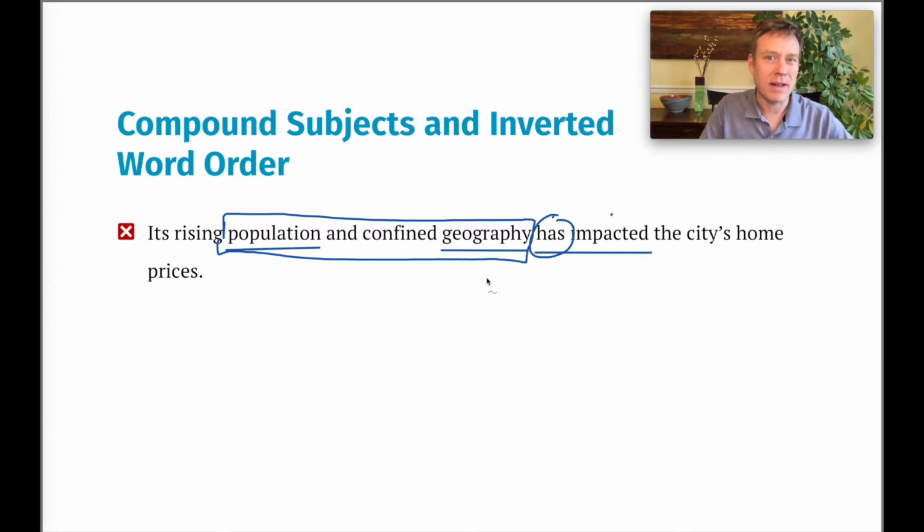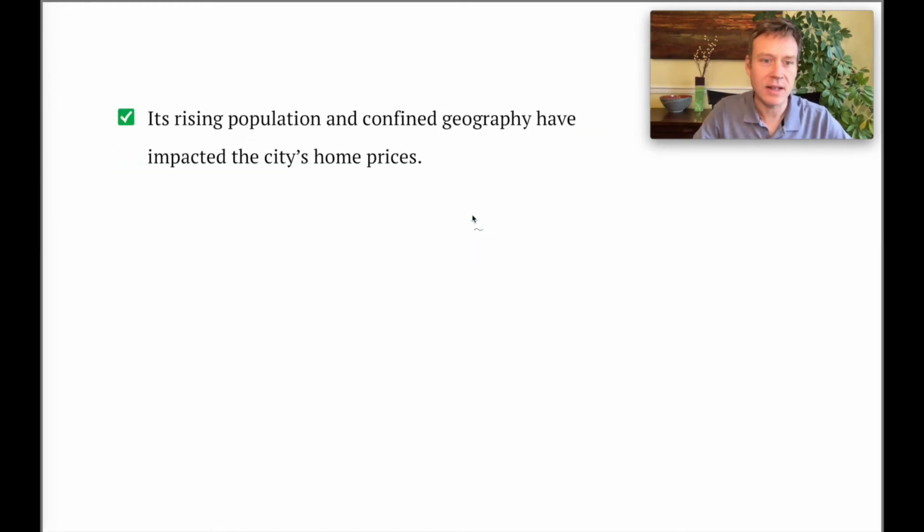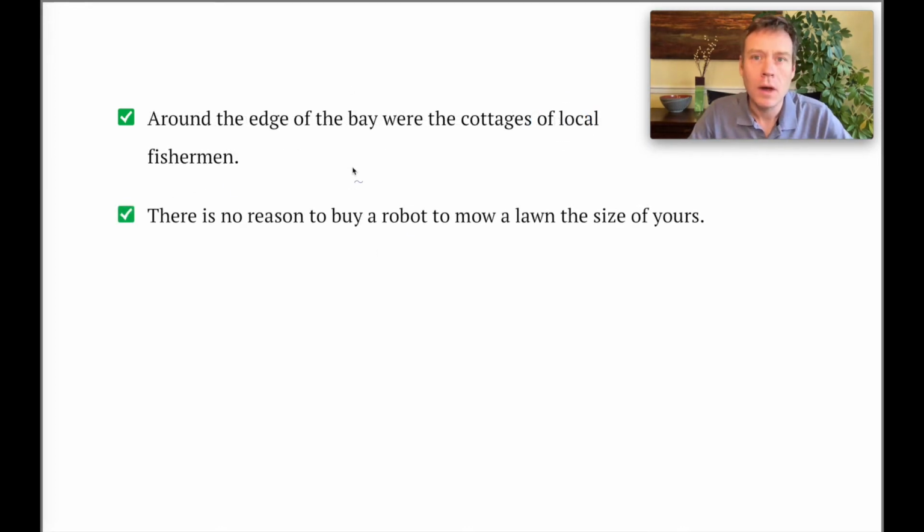And it would make a lot more sense to say that these two things have impacted. That's going to use your ear to provide you the right answer. So the correct version of this sentence is, its rising population and confined geography have impacted the city's home prices. So another trick is the use of inverted word order.